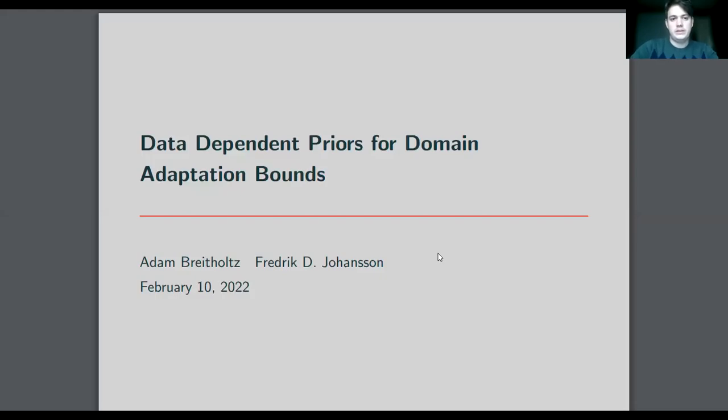Hello everyone. In this talk I will describe my work along with Fredrik Johansson on data-dependent priors for domain adaptation bounds.